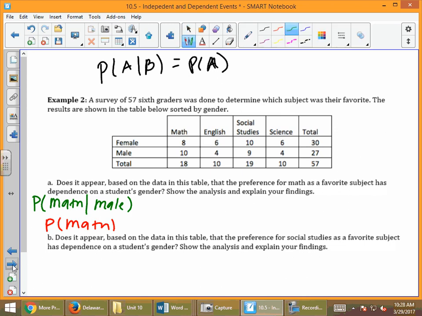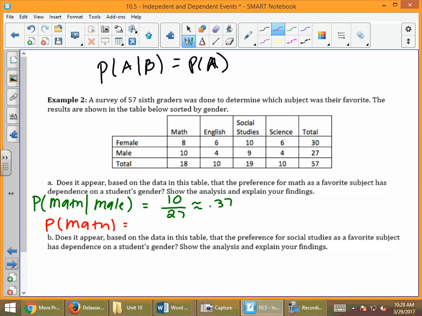Okay? Well, this is just like what was on your quiz with conditional probability. Find the probability of both. So liking math and being male. How many like math and being male? 10. Then look at the second thing. How many total males are there? 27. And what's 10 over 27 about as a decimal? 0.37.